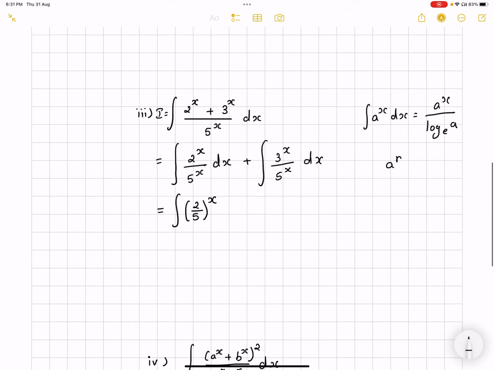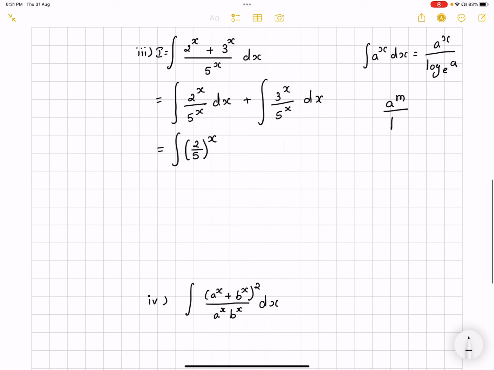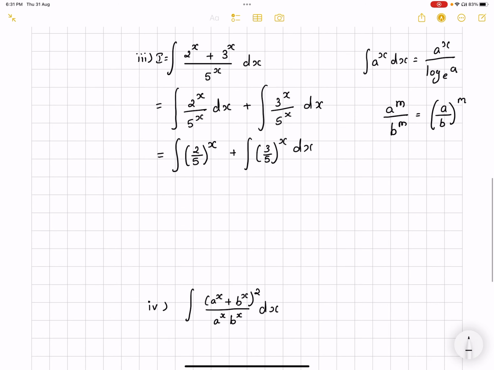Because we know when we have a to the power m divided by b to the power m, in that case, though the base is different, the powers are common. So I would be writing it as a by b whole to the power m. That's what I'm writing here also. So here I would be having 3 by 5 whole to the power x dx. Now I would be using the integration formula which I just wrote above.